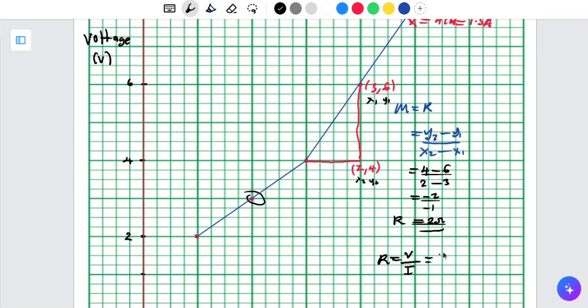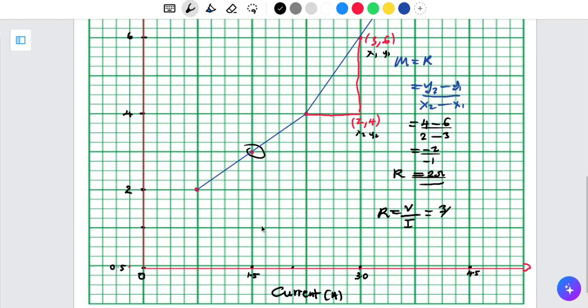Then my current here is 1.5. Okay. So if I divide 3 divided by 1.5, what am I going to get? I'm getting 2.0 ohms. So have you seen? So whichever way you go, but go with this one because we are using a graph. We're going to get the same answer.